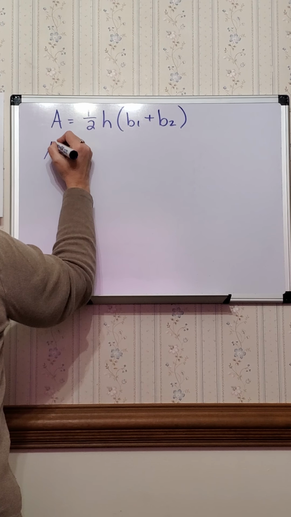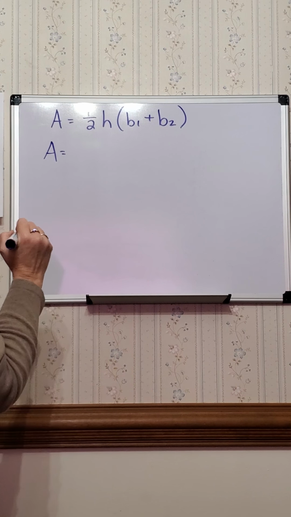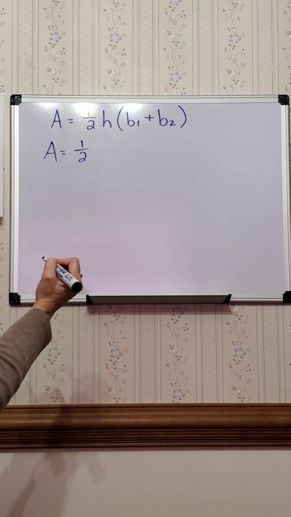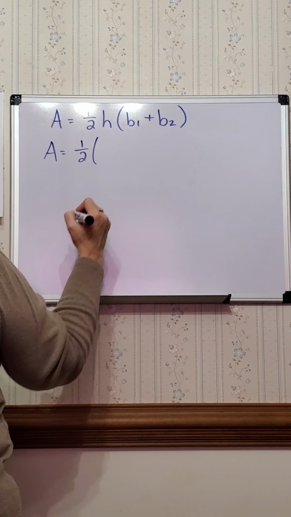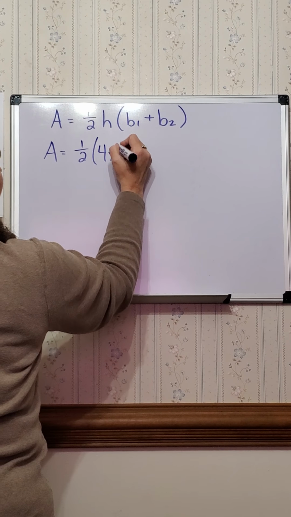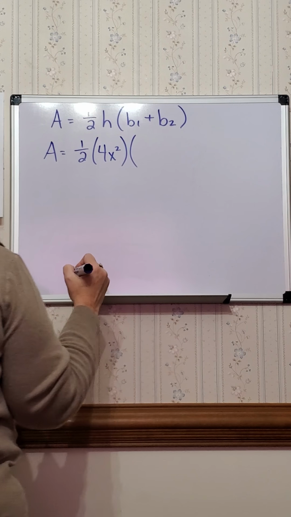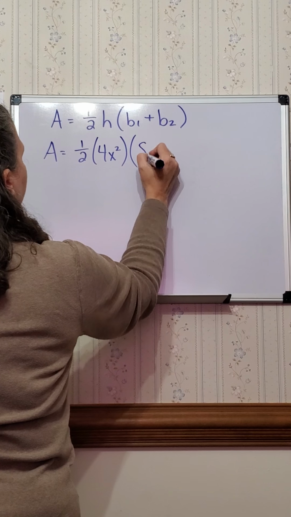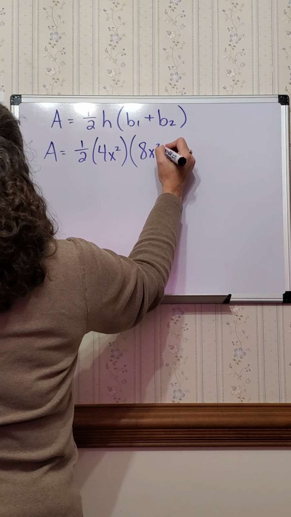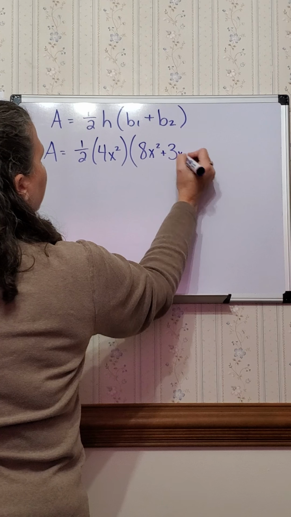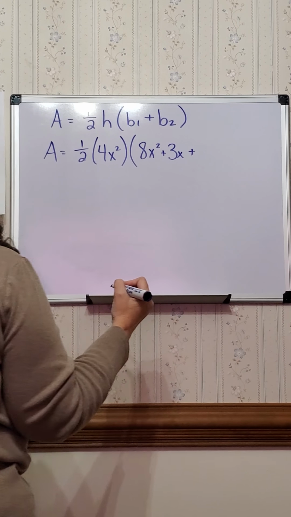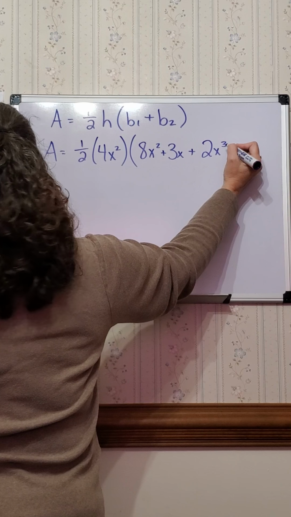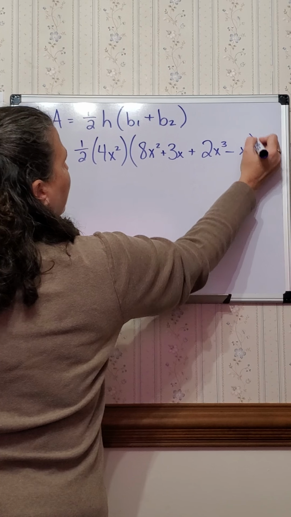All right, so let's go ahead and replace. Let's be very careful and make sure we get everything right. All right, our height. When we look at our height, that is 4x squared. Now base 1, we're going to go ahead and do that top base, which is 8x squared plus 3x. And then I'm going to add that bottom base, which is 2x to the third minus x.